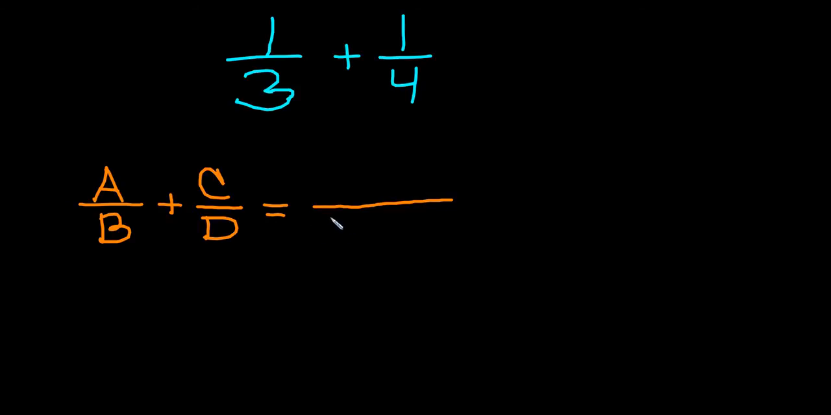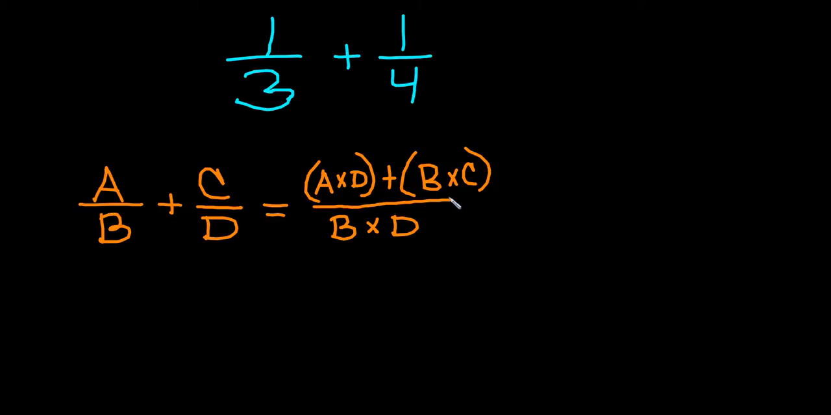On the denominator, we multiply the denominators together like this, b times d. And then on the numerator, it's a little confusing. We got to use parentheses because we got a little bit of work to do here. We're going to do a times d, and then we're going to add to that or subtract. If this was subtraction, I would subtract. But whatever the operation is here, you're going to do the same operation here. And then another parenthesis, and this will be b times c. And all of that will give you the answer.